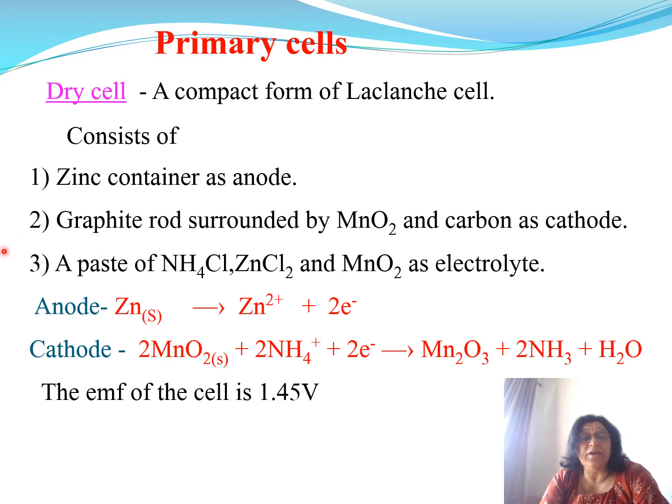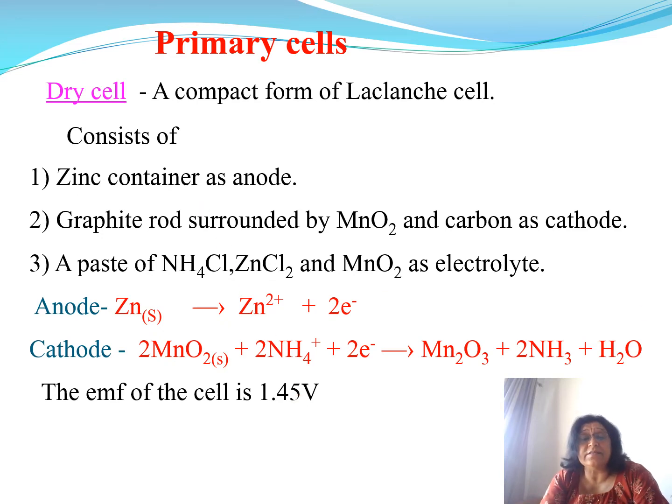The cell reaction at anode is, of course, oxidation. That means zinc loses 2 electrons to form zinc ions. At cathode, it is MnO2 plus ammonium plus 2 electrons, that is reduction, which gives you Mn2O3 plus 2 ammonia plus water. The EMF generated by this cell is 1.45 volts. So I hope the reaction is clear.